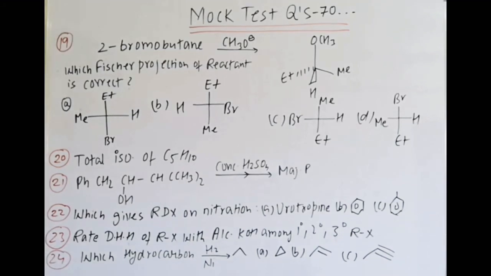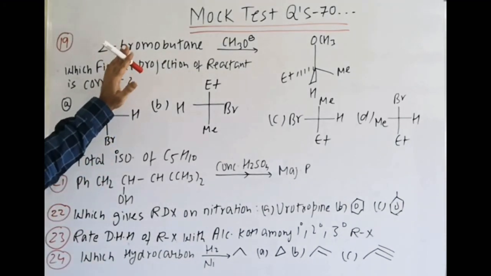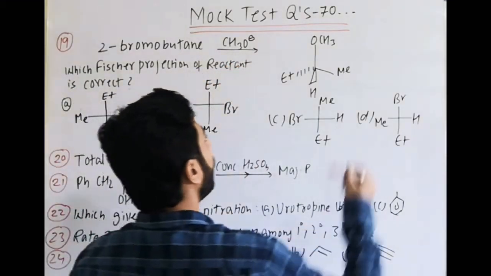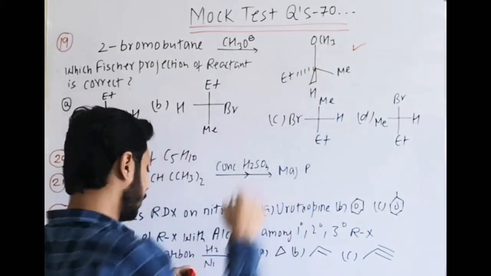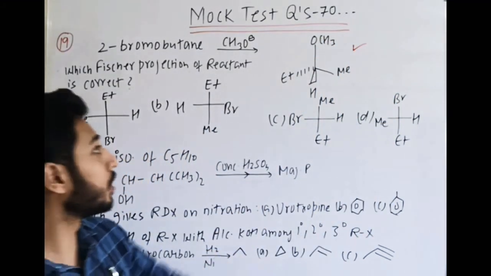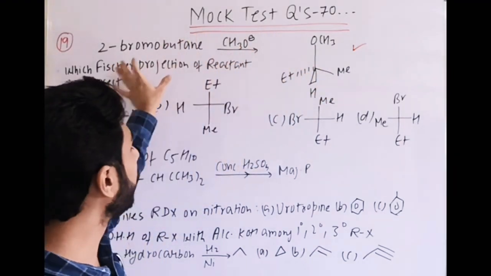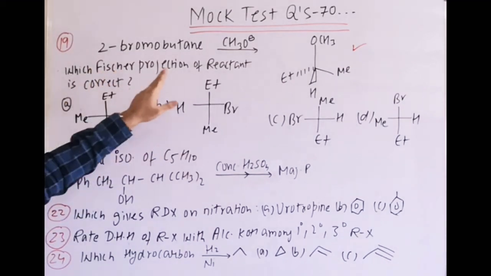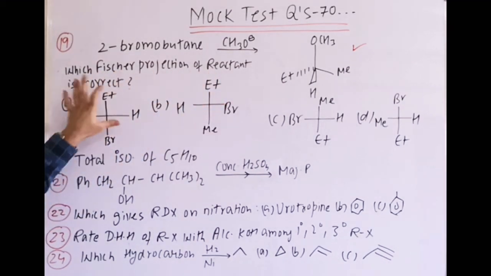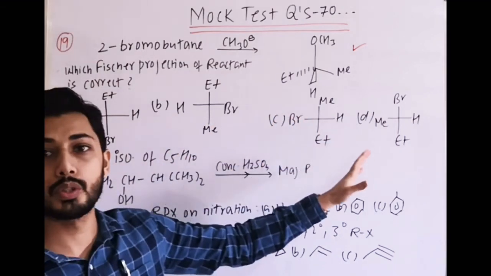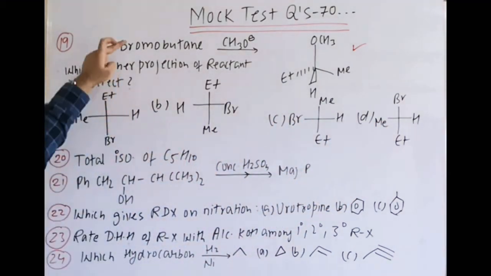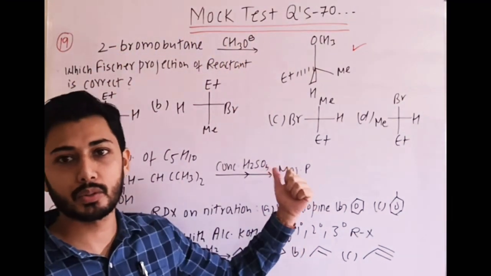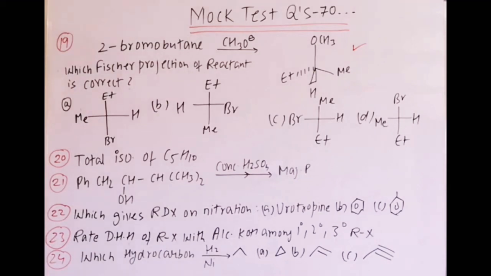Next question, listen carefully. It is 2-bromobutane. It is mentioned that 2-bromobutane after methoxide ion gives a compound, and its wedge-dash configuration is given like this. Okay? 2-bromobutane after this reaction gives this product. That is mainly an SN2 reaction. Which Fischer projection of the reactant is correct? You have to identify among these four options which is the correct Fischer projection, so that it gives this product. Try this question and I'll explain it. After that you can listen also.